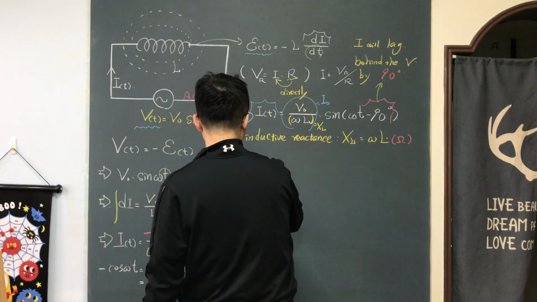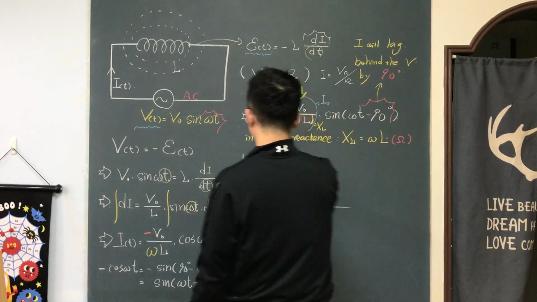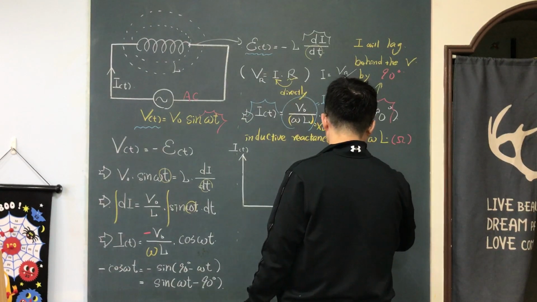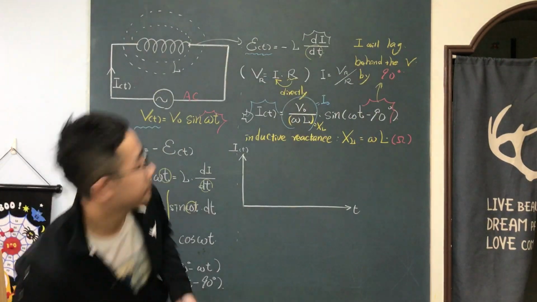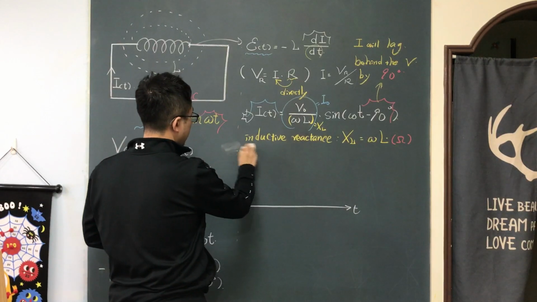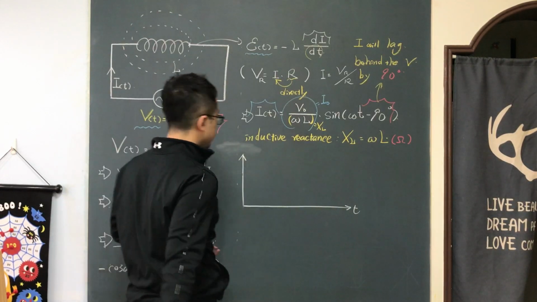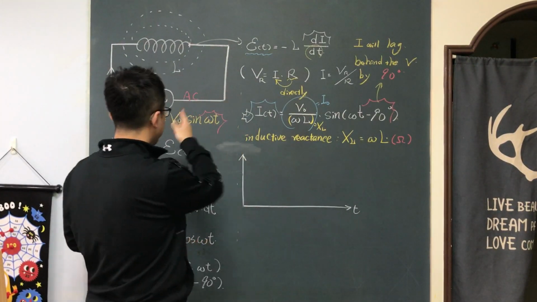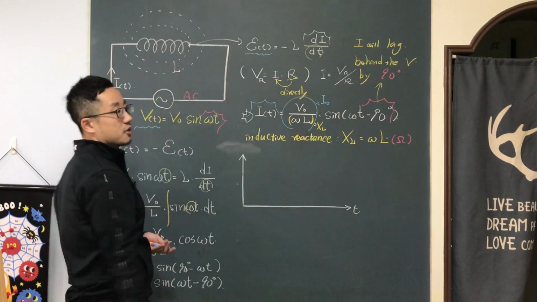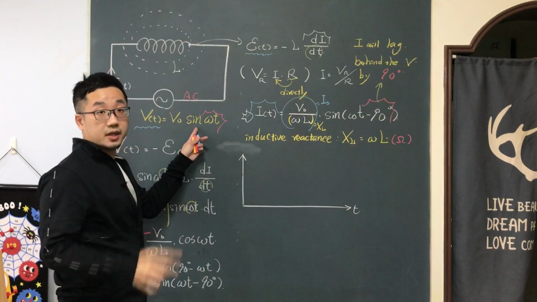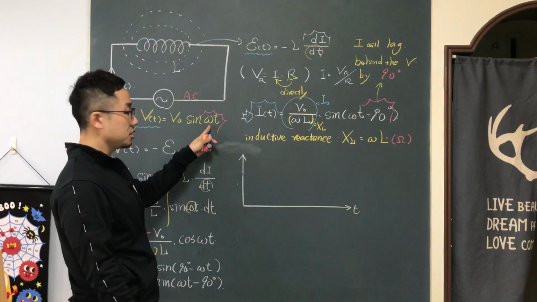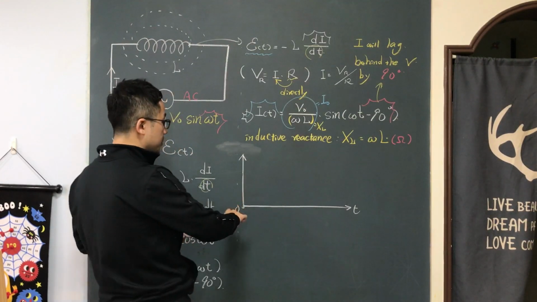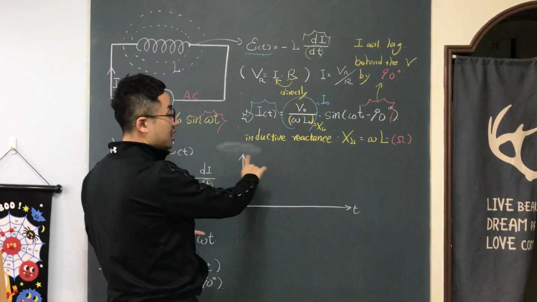I would like to draw the current as a function of time. Oh, sorry, not current. I'll just draw a y-axis and x-axis. It doesn't have to be current, it could also be voltage. So first, the voltage across your inductor is a sinusoidal function. At time equals 0, the voltage is 0. It starts to go up and down.